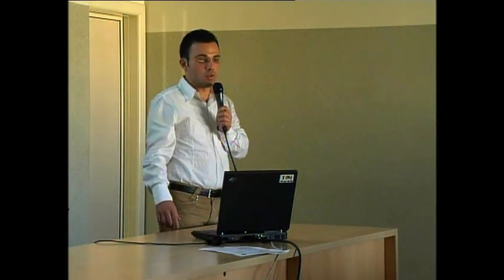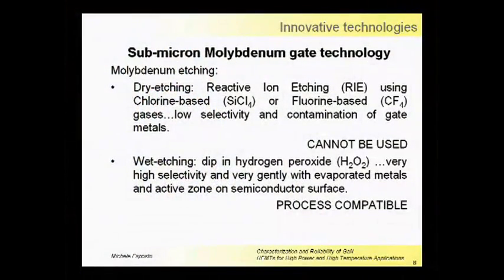The dry etching consists of a reactive ion etching using chlorine-based or fluorine-based gases, but obtains low selectivity in etched materials and a contamination of evaporated gate metals. So it cannot be used. We are using a wet etching that consists of a dip in hydrogen peroxide, H2O2, which guarantees a high selectivity on the etched materials and is very gentle with the evaporated metals and on the active zone on the semiconductor surface. So it's process compatible.